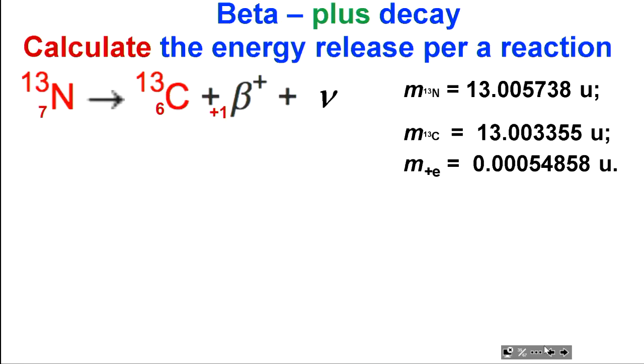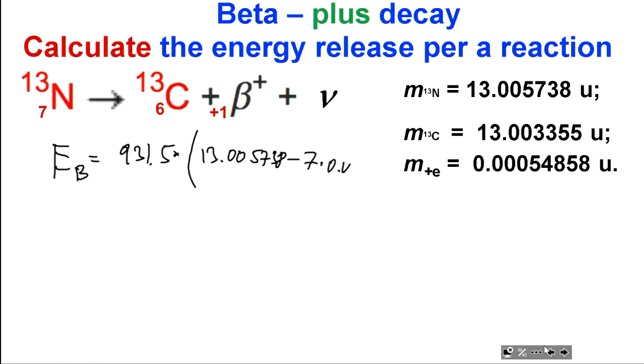And I'm not going to do that. You can do it, you know the procedure. I'm just going to write quickly: the energy before the reaction should be equal to 931.5 times, for the nitrogen, 13.005738. And I have to subtract 7 electron masses, 7 times 0.00054858.